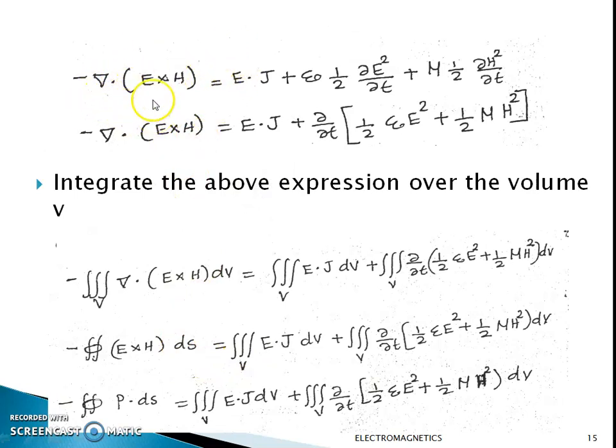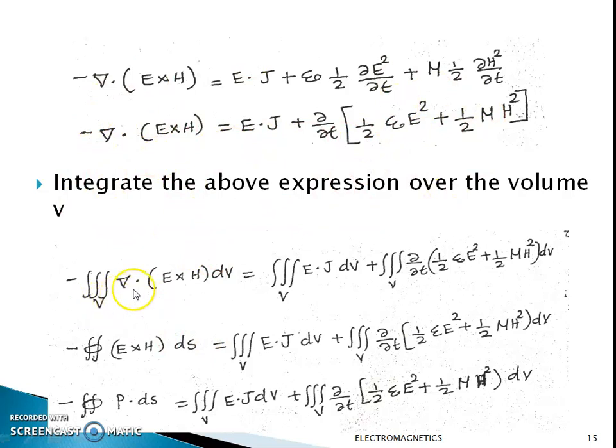By applying those values, we get minus del dot E cross H is equal to E dot J plus epsilon half dou by dou T E square plus mu half dou H square divided by dou T. That is minus del dot E cross H is equal to E dot J plus dou by dou T. It is common, so we are taking that dou by dou T outside, dou by dou T half epsilon E square plus half mu H square, and integrate the above expression over the volume V. So we are going to take the integration over a volume.